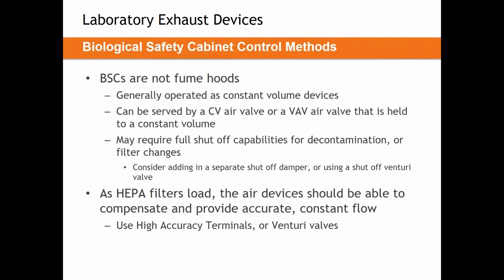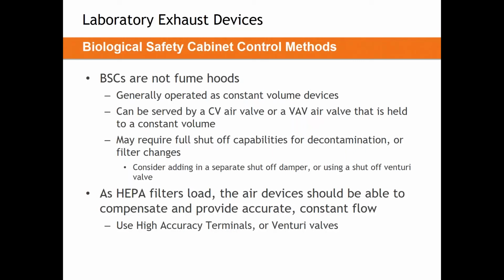So now let's talk about biological safety cabinet control. You can see I lean on this point quite a bit. This comes up a lot in the control of laboratories. Biological safety cabinets are not fume hoods. They do not use fume hood controls. They don't use sash or sidewall sensors at all. Generally, they're actually operated as constant volume devices. They need to exhaust that 30% or 60% of air that's required at all times, 24 hours a day, 7 days a week. So that can be done by a constant volume system.